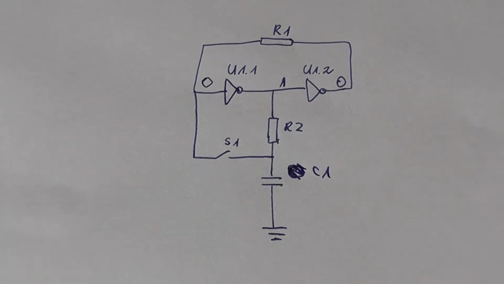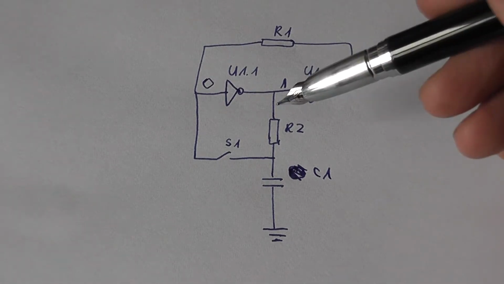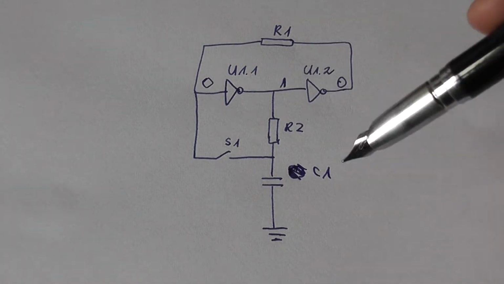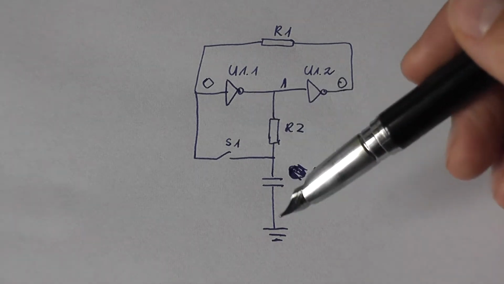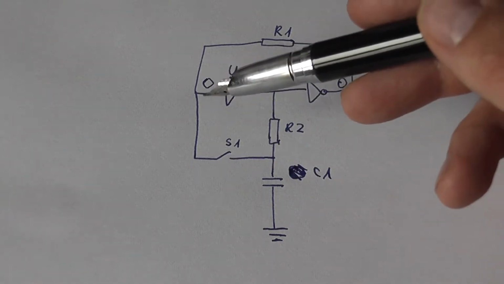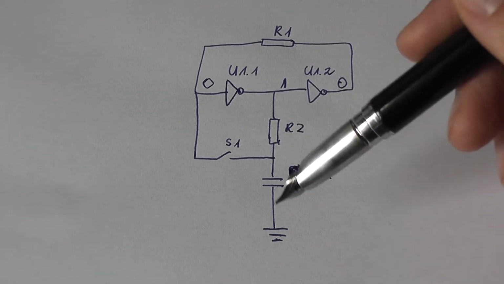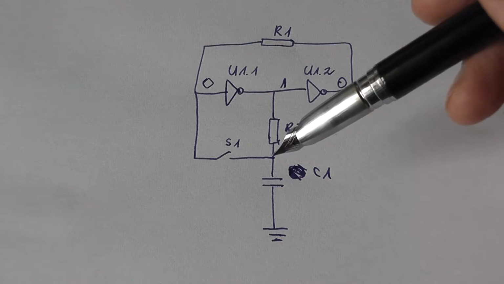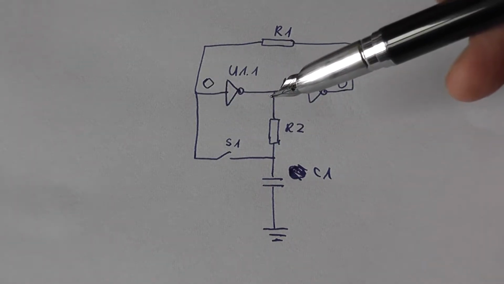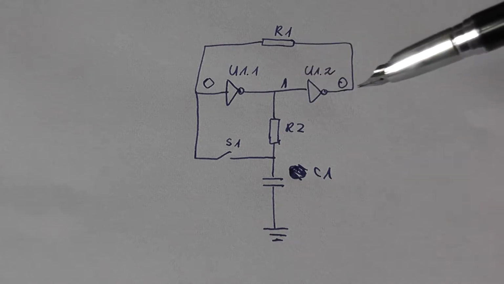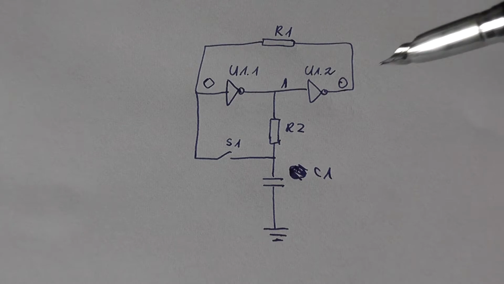C1 is charged to the voltage of whatever is on this inverter, then the user pushes the button. This charge appears on the input of this inverter. If the capacitor is charged to a high level, this makes this inverter output a low level, and in turn this inverter outputs a high level. This way this loop locks again.